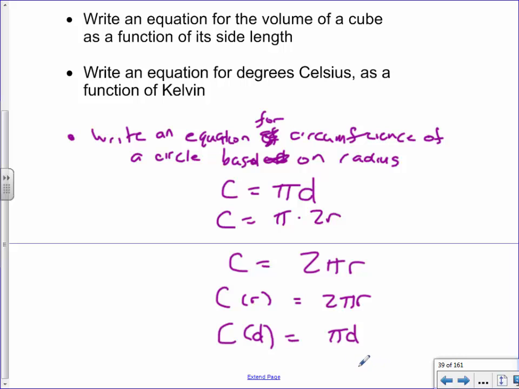A lot of kids get confused because they wonder, why is there an extra little bracket thing next to this? All that's doing is letting you know what variable you're working with later.